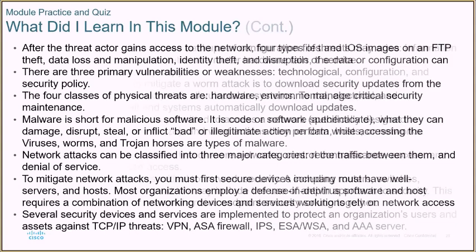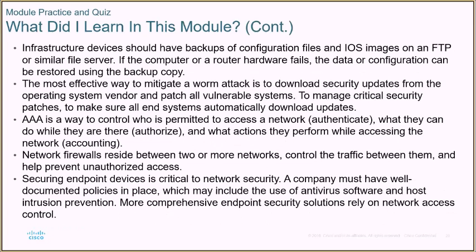All right, so infrastructure devices should have backups of configuration files, and there are IOS images on an FTP server or similar file server. If the computer or router hardware fails, the data or configuration can be restored using that backup copy. The most effective way to mitigate a worm attack is to download security updates from the operating system vendor and patch all vulnerable systems. So, yeah, worms normally use some kind of vulnerability in the operating system.